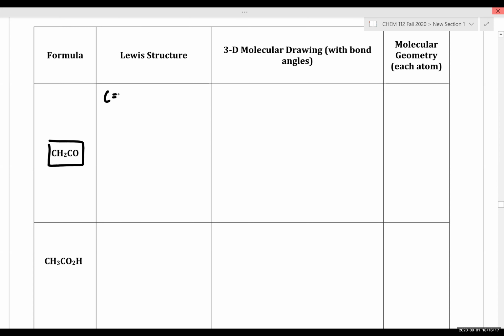First, for counting electrons, we have 4 times 2 for carbon, 1 times 2 for hydrogen, and 6 for oxygen. So we have 16 electrons to work with. We're going to write both of our carbons as central atoms. We're going to surround our leftmost carbon with 2 hydrogens following our formula, and the rightmost carbon with an oxygen. We're then going to form 1 bond each: 2, 4, 6, 8. We have 8 electrons remaining. Now we're going to add our lone pairs.